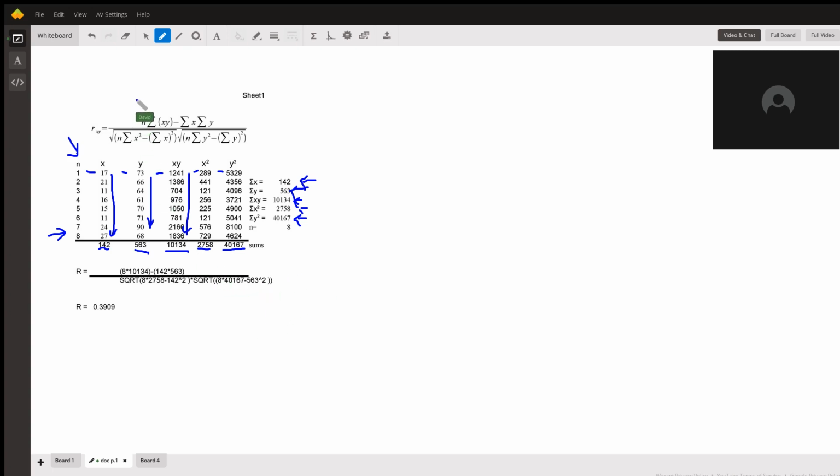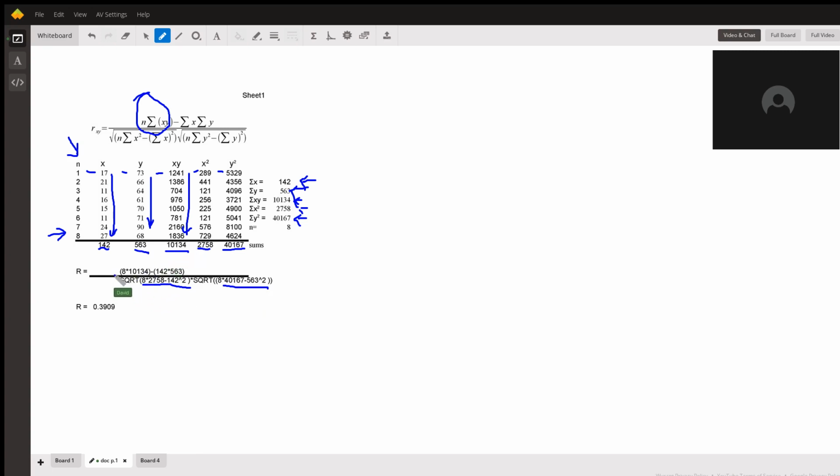We can see our first part of the formula is N times the sum of the XY's. The sum of the XY's is 10134, so we have 8 times 10134. Then we subtract the sum of the X's times the sum of the Y's. We multiply those together, and then we subtract this multiplication from the other one. Once we do that, we'll get a value. We then do the bottom in two parts because we need two separate square roots. We do the first part, and then the second part, and then we take the square root.